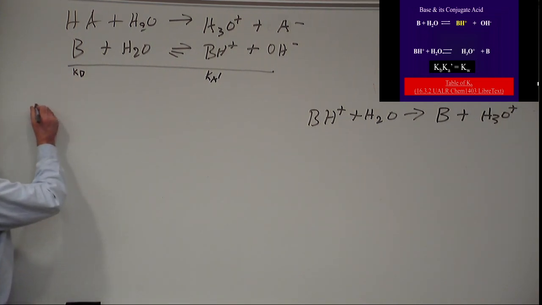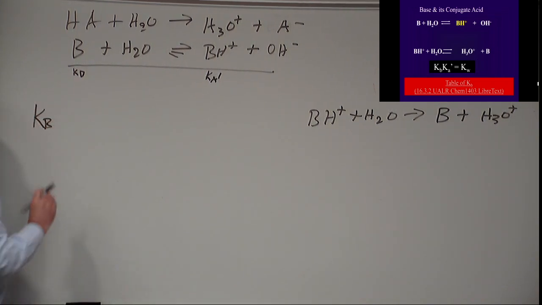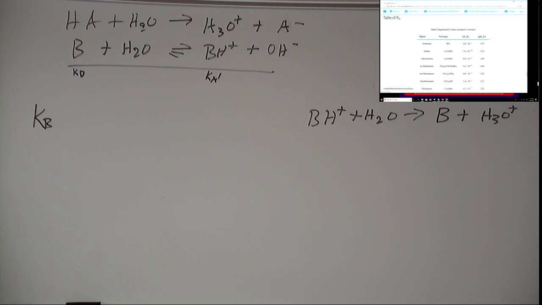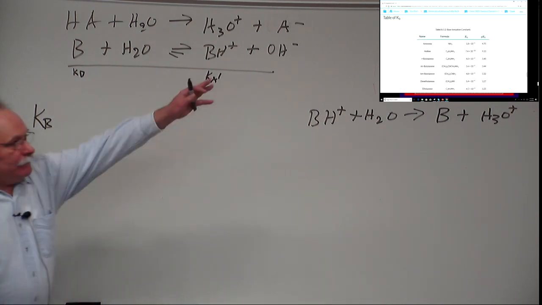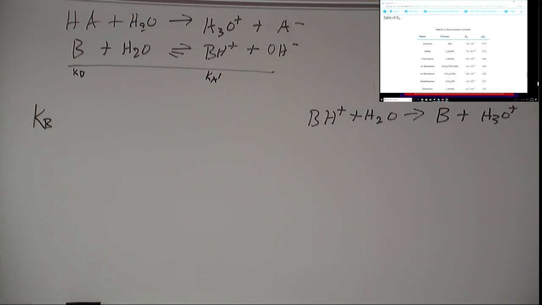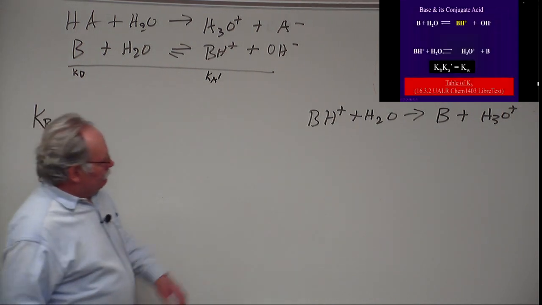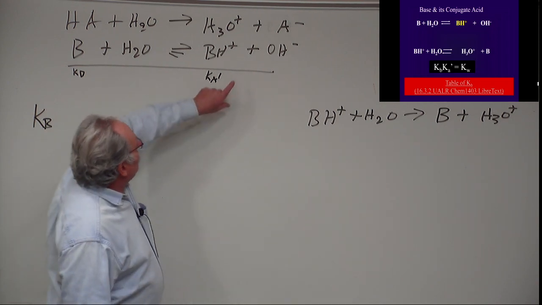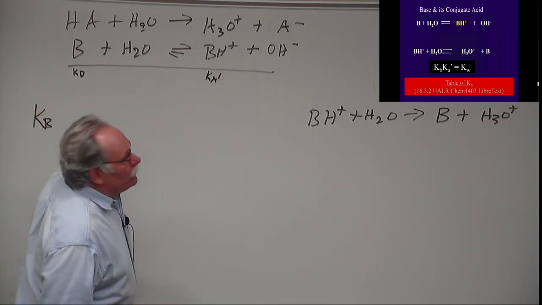So what do we know? We know that we have a table of Kb's, and incidentally, we can get these from the back of the book, or in our case, LibreText. And here we have a bunch of Kb's in the LibreText table 16.3.2. And these are the different values of Kb's. We notice that all of these have nitrogen with a lone pair of electrons. And what we're going to learn is how to get the Ka of its conjugate.